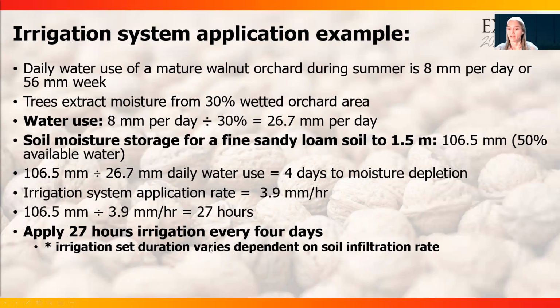So you would need to apply irrigation for 27 hours, but that irrigation set duration is going to vary dependent on your soil infiltration rate and your water holding capacity. So you need to make adjustments accordingly.